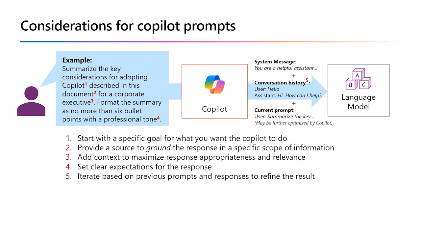In most cases, a Copilot does not just send your prompt as is to the language model. Usually your prompt is augmented with a system message that sets conditions and constraints for the language model behavior. The conversation history for the current session can also be included if you don't start a new session, and this enables you to refine your response iteratively while maintaining the context of the conversation. That current prompt, potentially optimized by the Copilot to reword it and appropriate it for the model or to add additional grounding to the data, to the scope of the response, is then sent to the model.